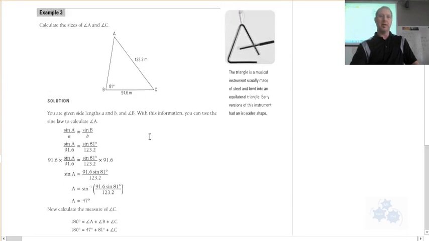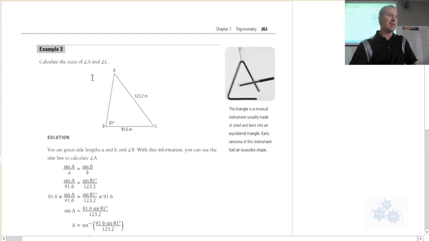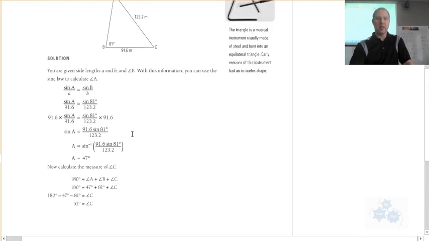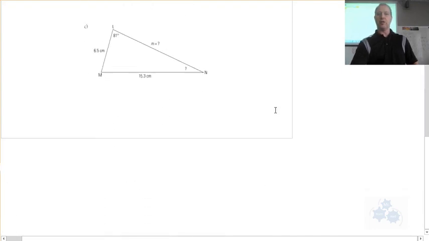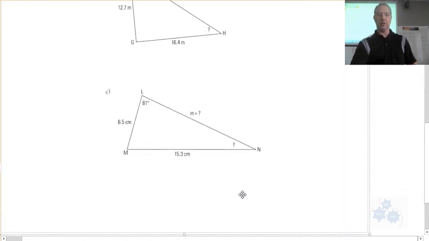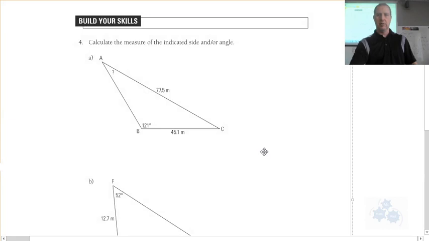But the one example is here now, solving for an angle. And we know how to solve for angles with trig functions. It's the second function, right? So this is not a problem. So let's do, I'll let you take a look at this example if you want, but I'm going to skip right to number 4 and do this Build Your Skills question with you. Build Your Skills number 4 says: calculate the measure of the indicated side or angle. So let's do an angle one. So here we go. We need A.